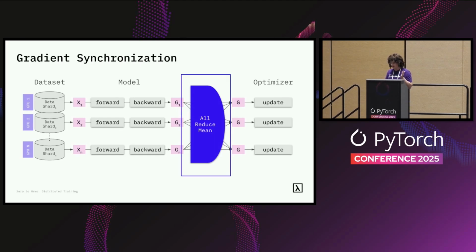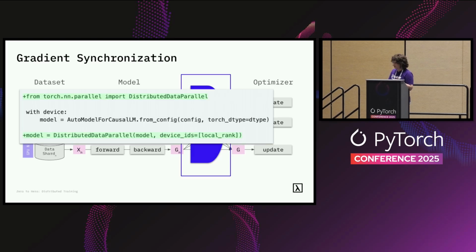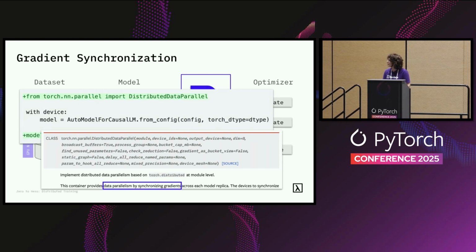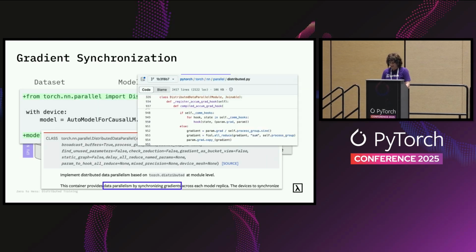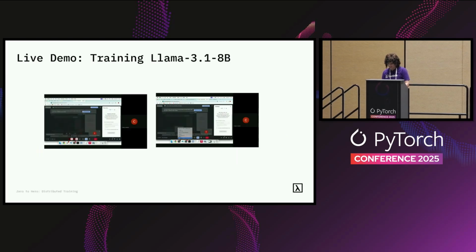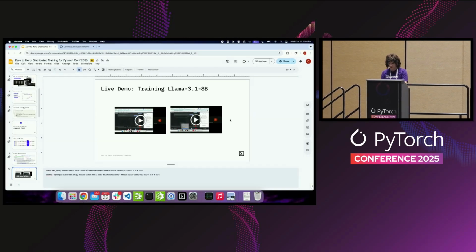So how do we end up doing this all reduced mean thing in PyTorch? By just wrapping our model in distributed data parallel. I was actually surprised when I was looking into this a couple of years ago, because I thought distributed data parallel did something way more complicated, but it literally just does the synchronizing gradients, which I will prove to you by showing you the docs, which I'm sure all of you have read very thoroughly. And if you don't believe the docs, because sometimes they're out of date, here's the actual code where it does that. OK, let's get to some live demos.